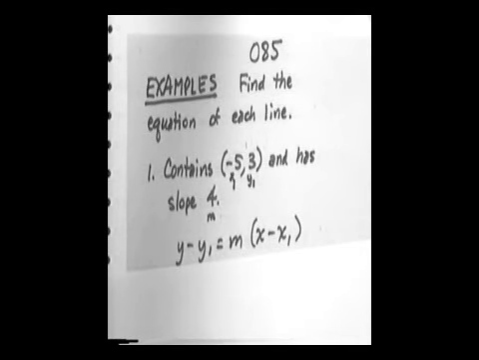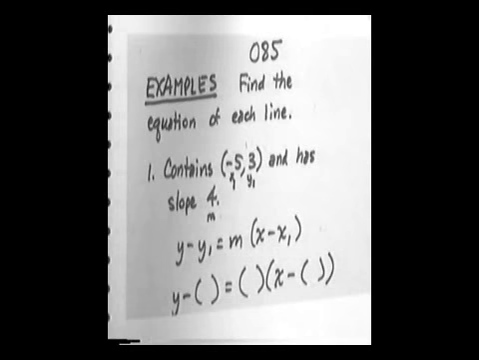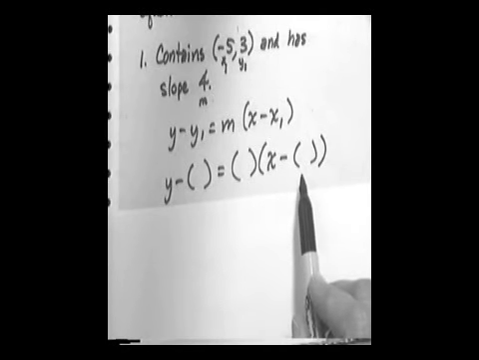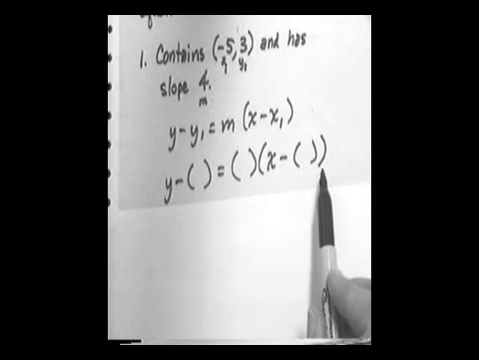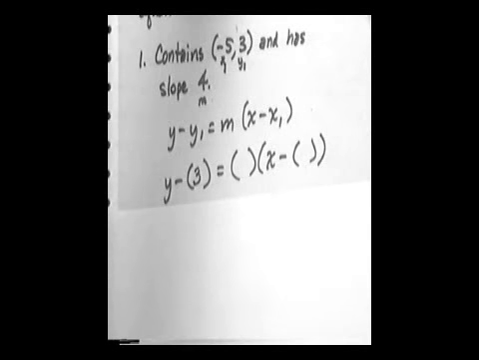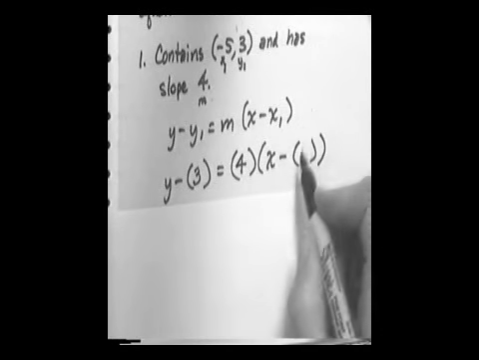That means that in place of the x1, y1, and in place of the m, I'll write numbers. So here's the format ready to receive the numbers. y minus, and then a set of parentheses for the y1, equals a set of parentheses for m, times x minus a set of parentheses for the x1, and then close out the parentheses on the right-hand side. So we have y minus, the y1 value is 3. The m is 4. The x1 value is -5.